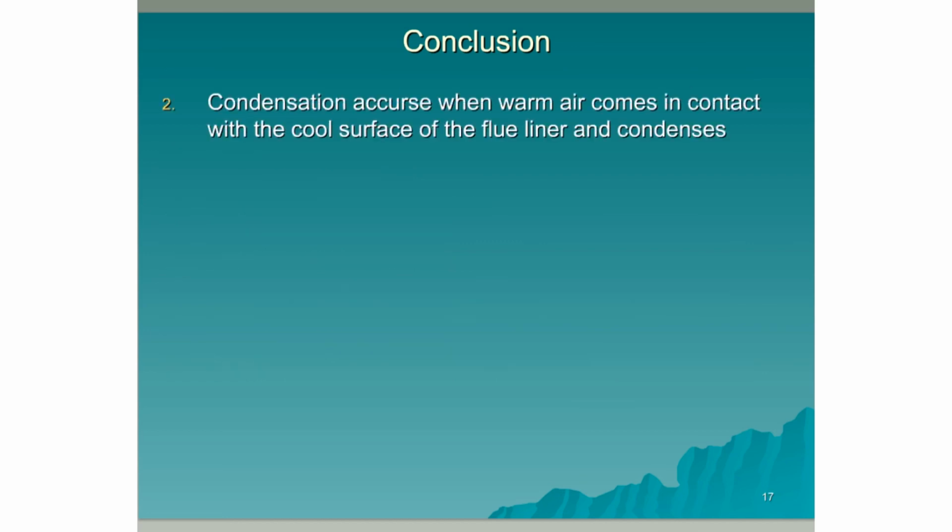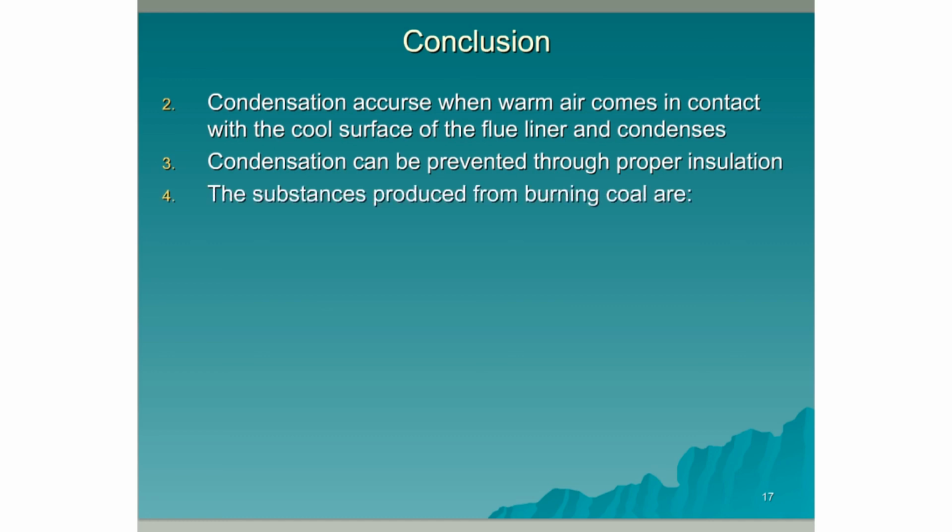Condensation occurs when warm air comes in contact with the cool surface of the flue liner and condenses. Condensation can be prevented through proper insulation. The substances produced from burning coal are water, sulfur dioxide and carbon dioxide.